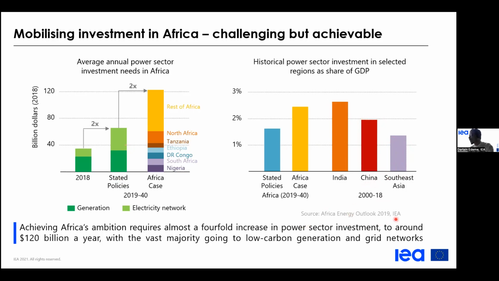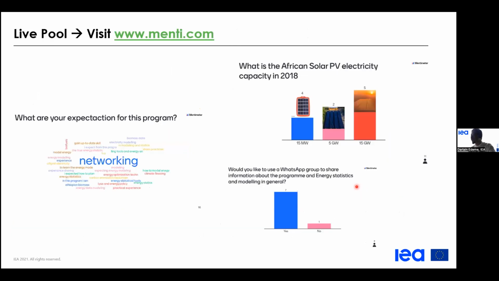And this information comes from our Africa Energy Outlook 2019 that we published, and we are replicating this year with the Africa Energy Outlook 2022. So you can see how, when talking about the percentage of GDP that should be invested in the power sector, we have really comparable figures. So we think at the IEA that this is achievable. So we really need to go and push for this level of investment.